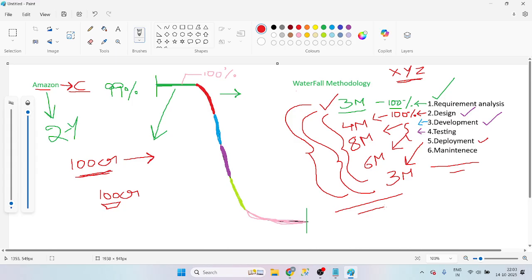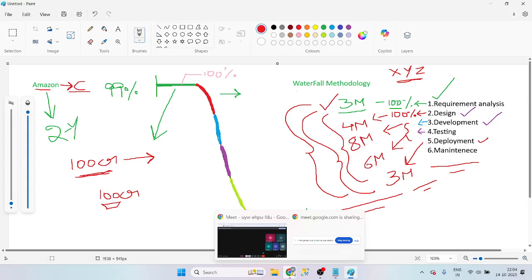So for that reason, guys, we jumped from waterfall to agile, to have a good thing, to develop a project rapidly. Now, we will finish up this waterfall methodology. See here. After completing the 2 years, now I need to market the product.